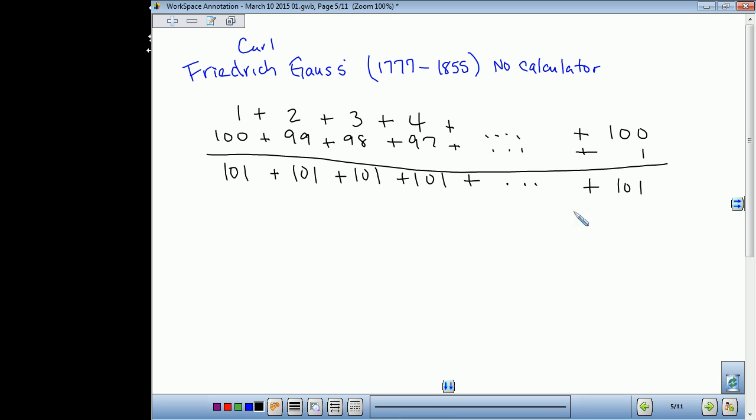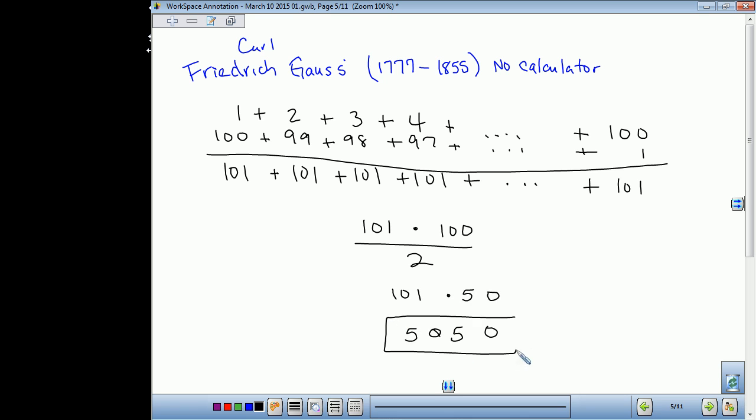Half of the original. Half of it. So instead of doing 101 times 100, because that's how many of them there were, he divided that by 2. So he did 101 times 50. So he wrote down a 0, and then 5 times 1 is 5, 5 times 0 is 0, and 5 is 5. And that's what he wrote on his blackboard and that was it.